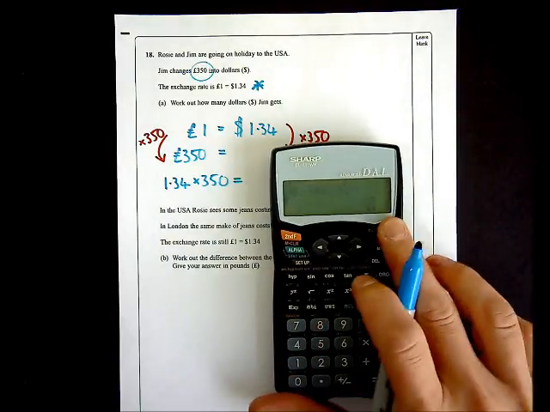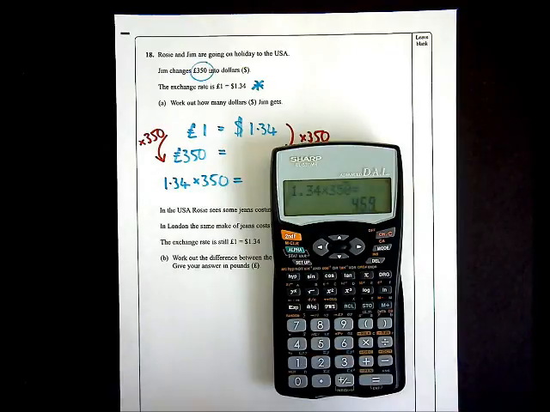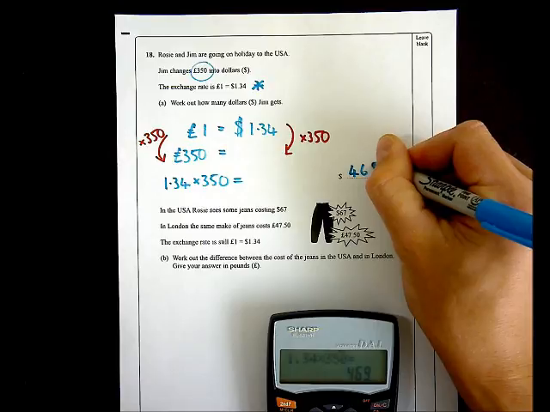So 1.34 times 350 is 469. So that would be $469.